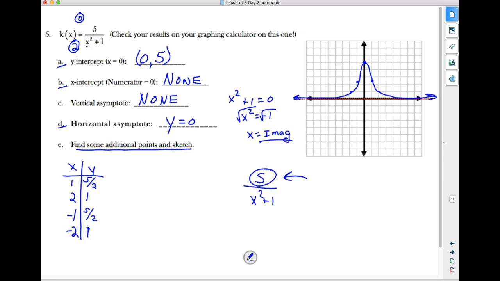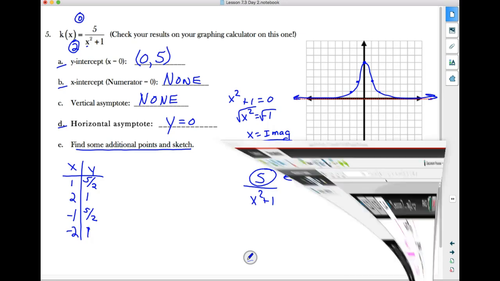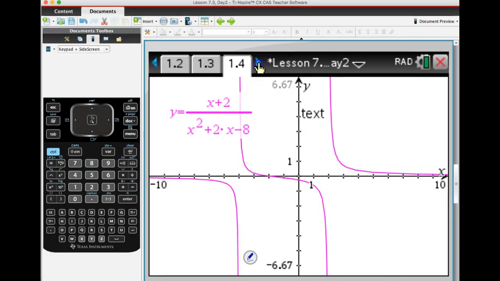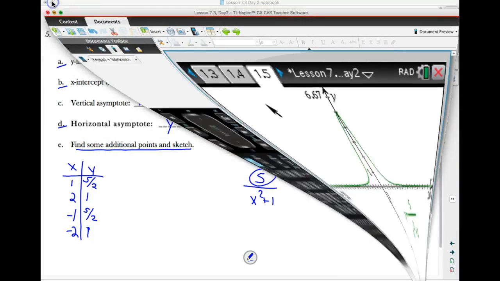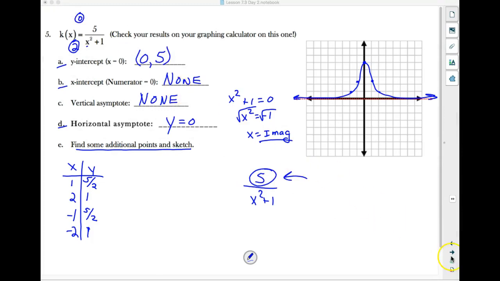Again, let's check this against the graphing calculator for our last graph. And I can see that that little bugger comes right down to the x-axis, spikes up to 5, and comes right back down. So, last thing we have is our last page here.